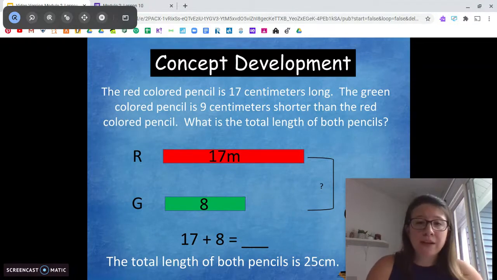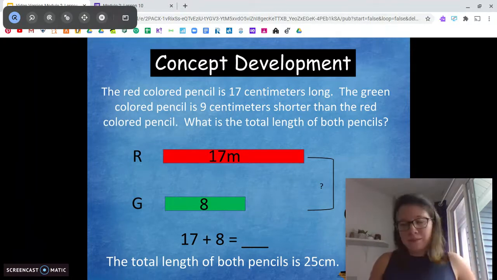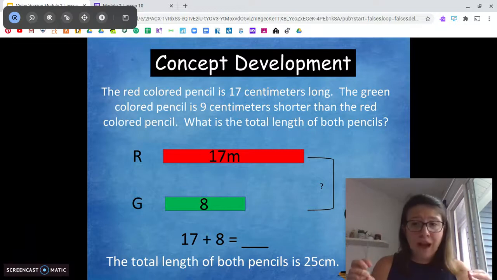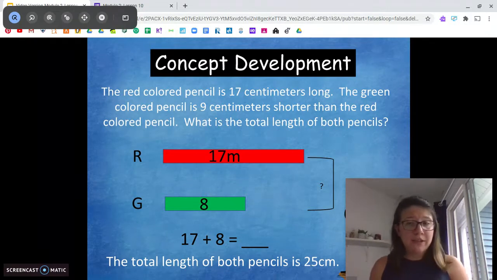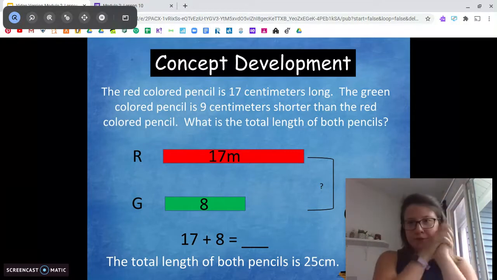So these problems are tricky because it gives you 2 numbers. So a lot of times we'll just be like, oh, let's add them together. Oh, let's subtract them. But we can't always do that. We have to look at the problem, figure out what the missing information is, and figure out what the problem is asking before we just add and subtract.